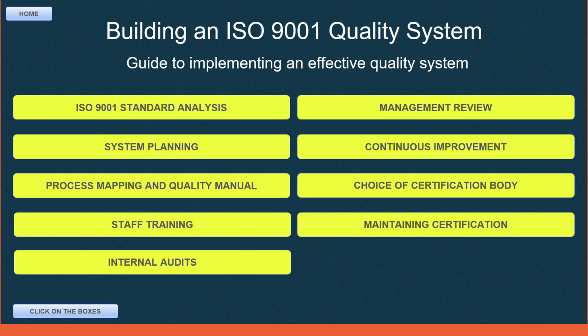Welcome to this comprehensive guide to implementing an effective ISO 9001 quality system. Throughout this video, we will explore key elements including ISO 9001 standard analysis, management review, system planning, continuous improvement, choice of certification body, staff training, maintaining certification, process mapping, and quality manuals, as well as internal audits.